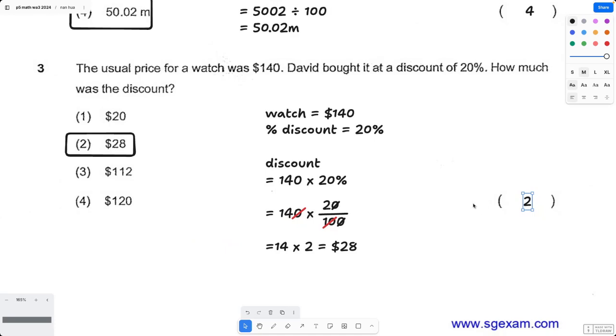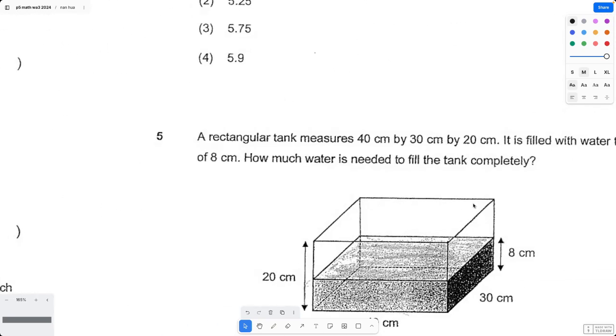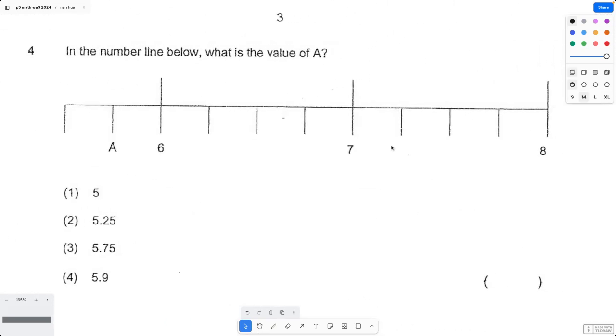All right, let's move on to question number 4. Question number 4 says here, in the number line below, what is the value of A? You see, there is a bunch of numbers and we need to find A. What we want to do is find the number of gaps. So we have 1, 2, 3, 4.